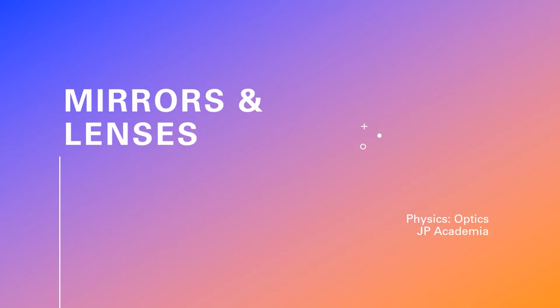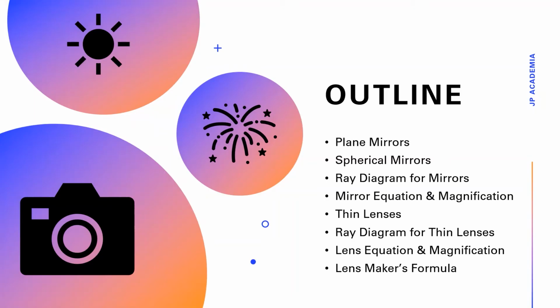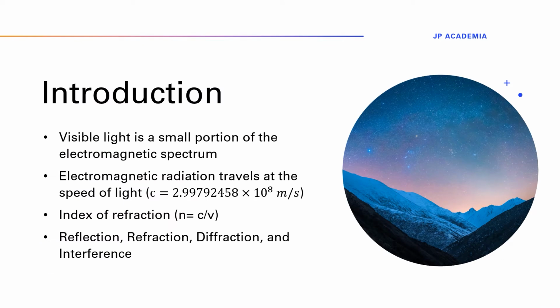Let's start. And this is the outline of this video lecture. I will start by introducing first what is visible light. Visible light is just a small portion of the electromagnetic spectrum. In a vacuum, all the electromagnetic radiation travels at the speed c, which is equal to about 3 times 10 to the 8 meters per second.